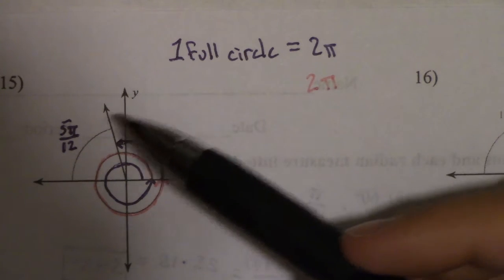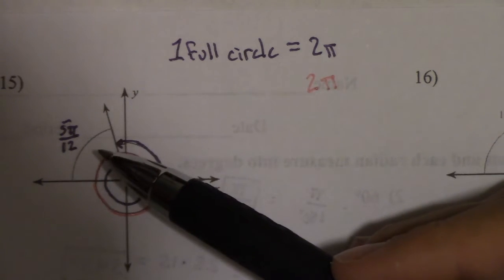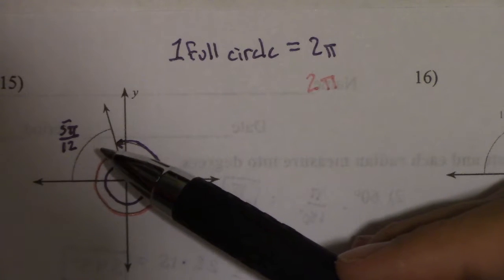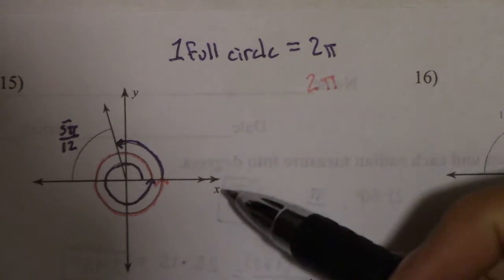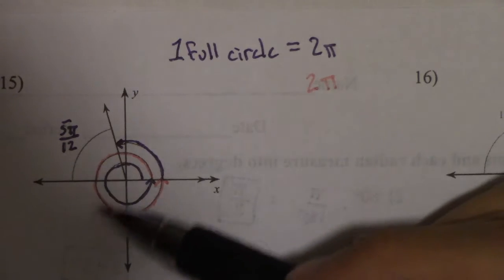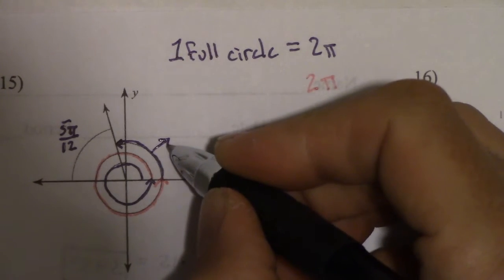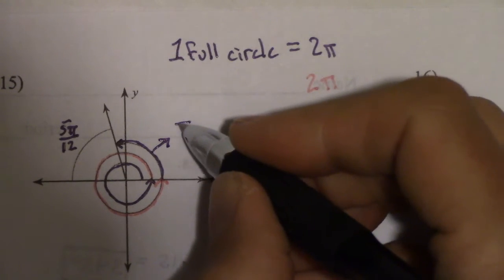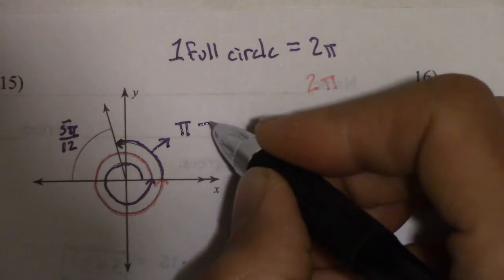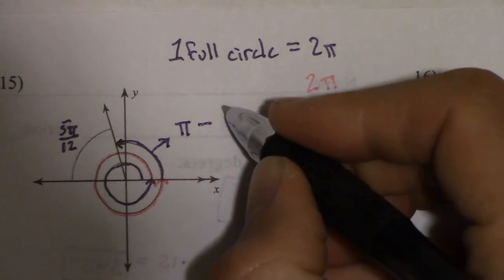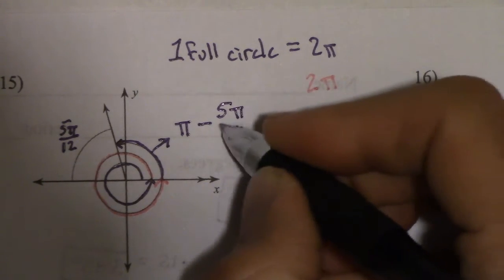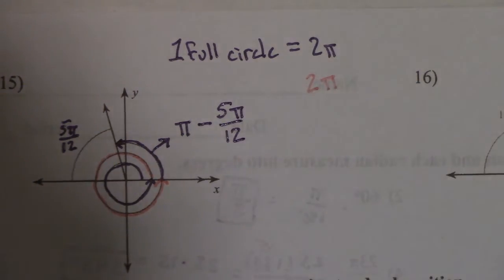Now here's what I'm going to think about. I know the rest is 5 pi over 12. I also know that half a circle is pi, which means this piece right here in purple must be 1 pi, take away the part I don't want, which is 5 pi over 12. Okay?